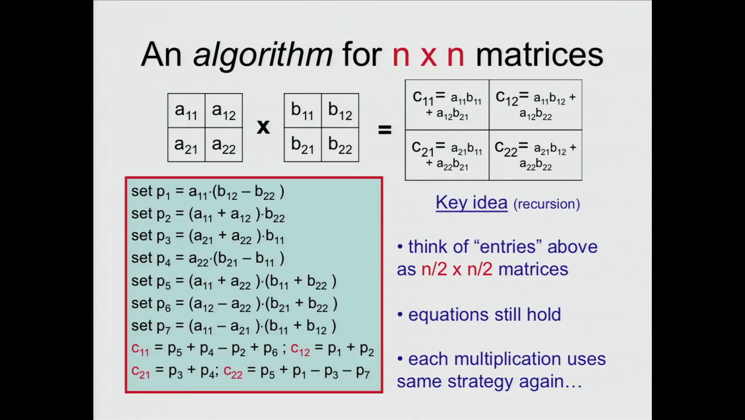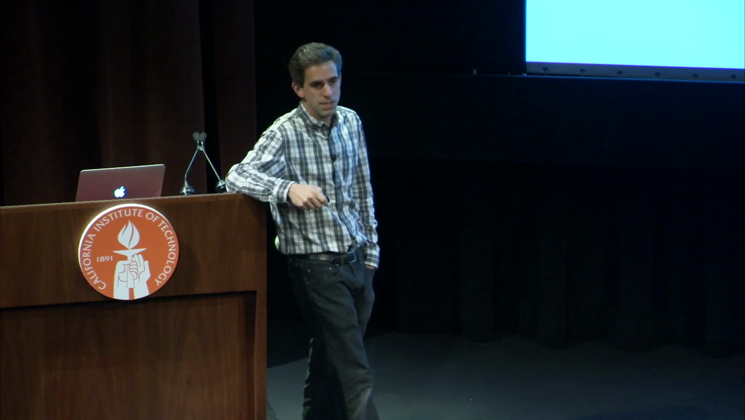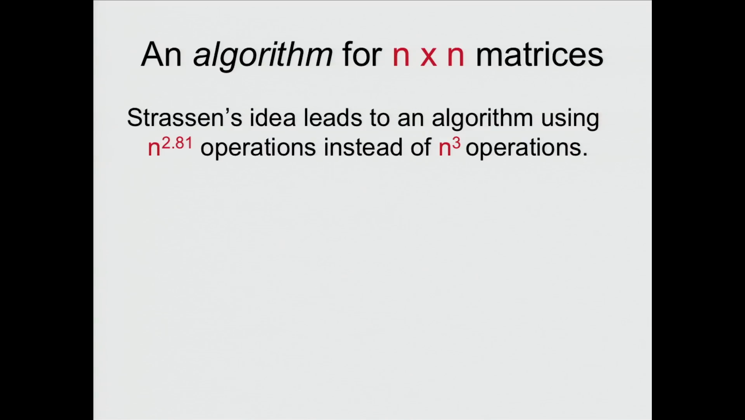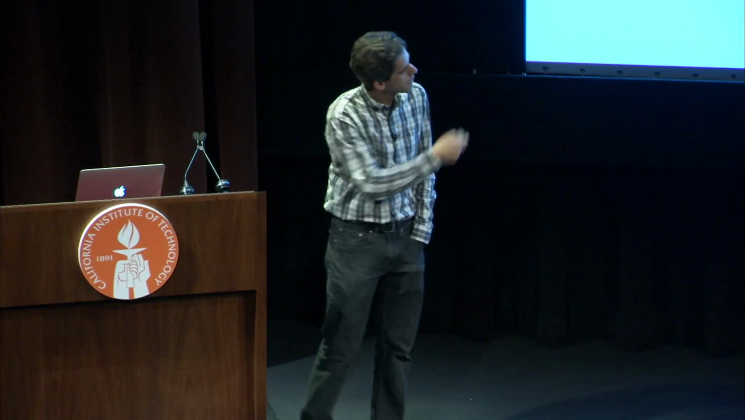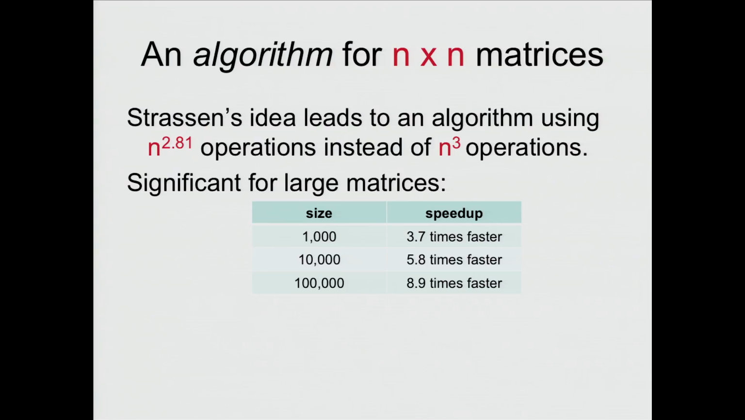And if you analyze this algorithm, it turns out that that savings from 8 to 7 turns into a much more significant savings and gets you from n cubed operations down to this n to the 2.81. Now, you can say, well, that's not 2.81, it's kind of close to n cubed. Should I be even that impressed? And the point is that for large matrices, this really starts to matter. So for matrices of about 100,000 by 100,000, let's say, this gives you something like 9 times faster, according to my little calculations.